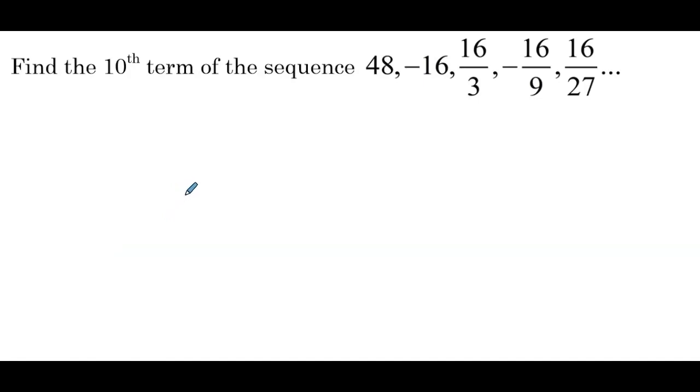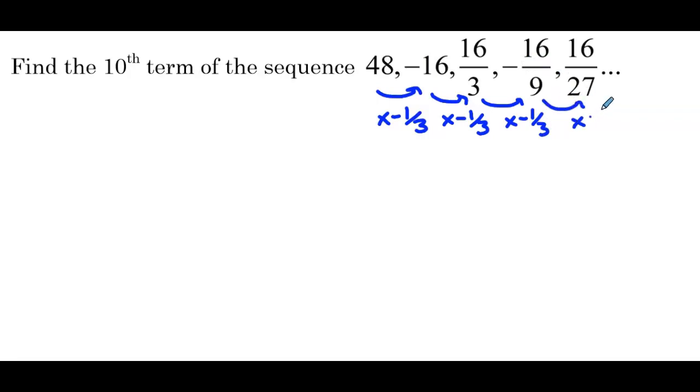Find the 10th term of the sequence 48, -16, 16/3, -16/9, 16/27, continuing on. So looking at the terms of this sequence, it looks like we're multiplying by a constant value here, so let's see. If we multiply by -1/3, 48 times -1/3 would be -16. Times -1/3 would be 16/3. Times -1/3 is -16/9. And then times -1/3 would be 16/27.